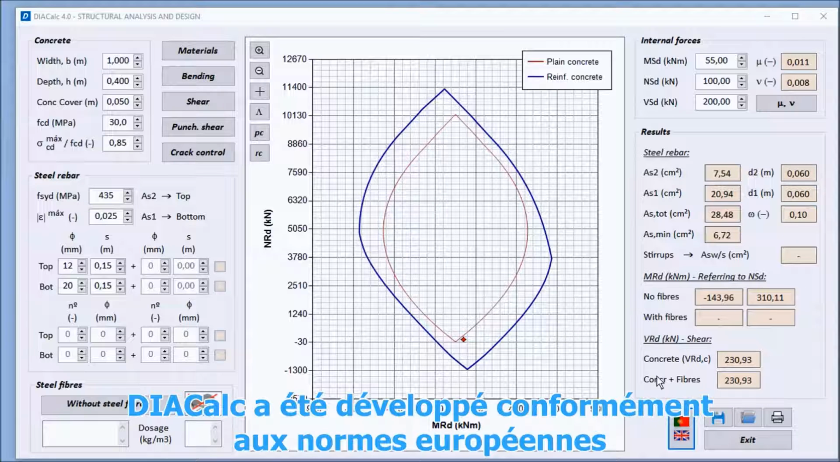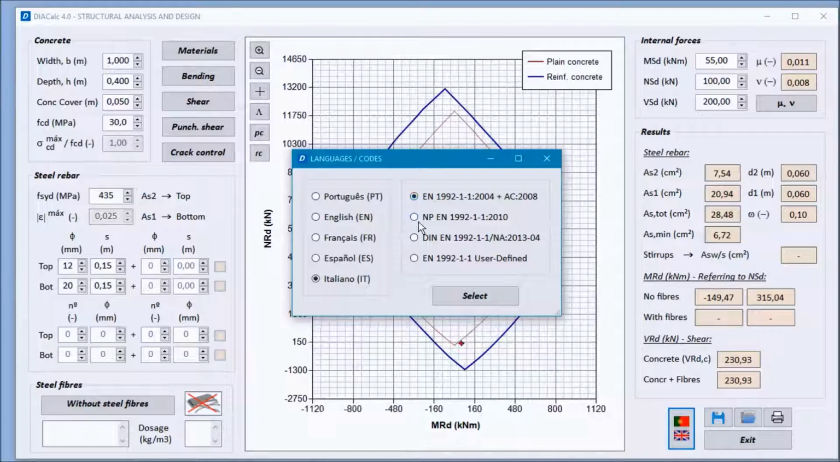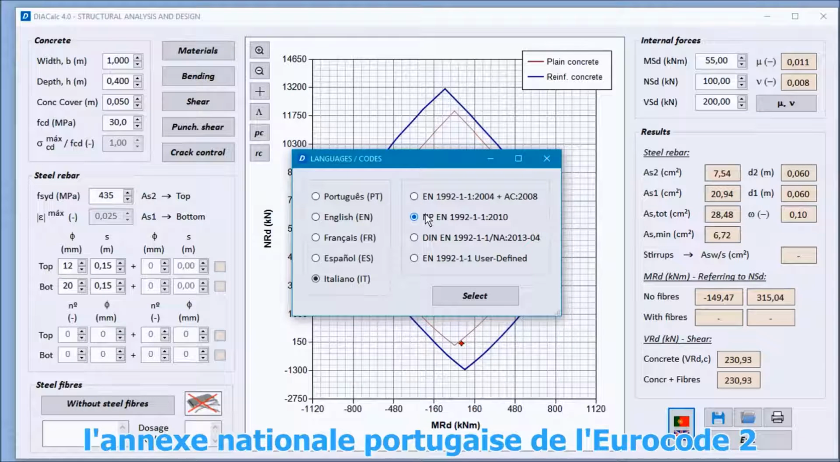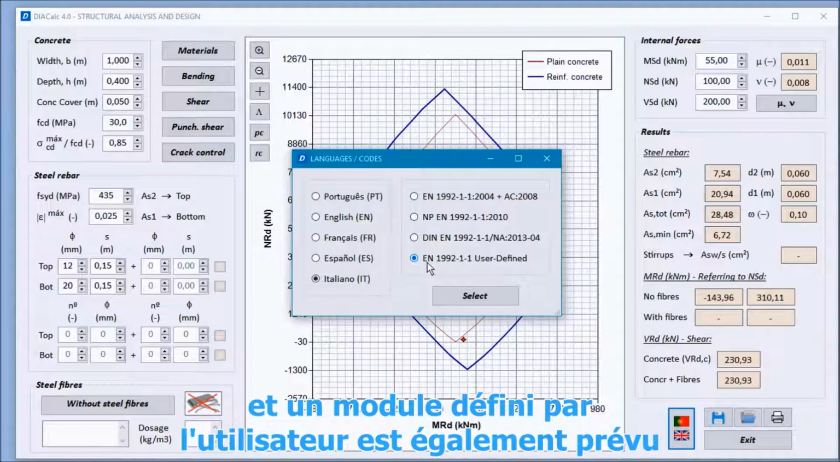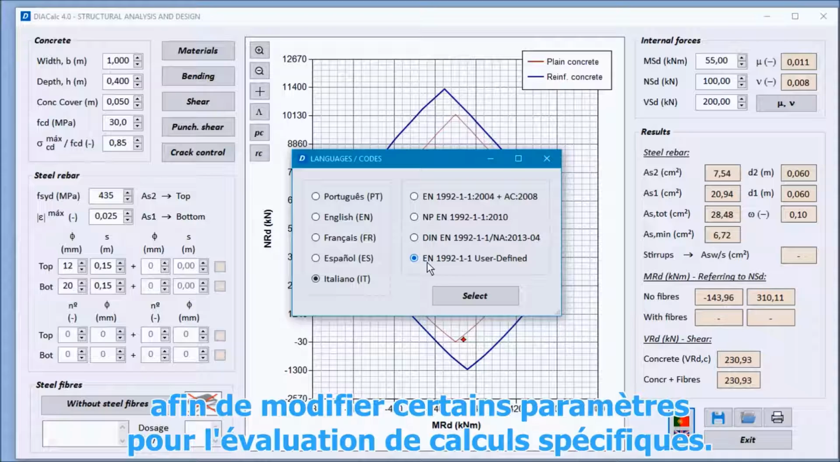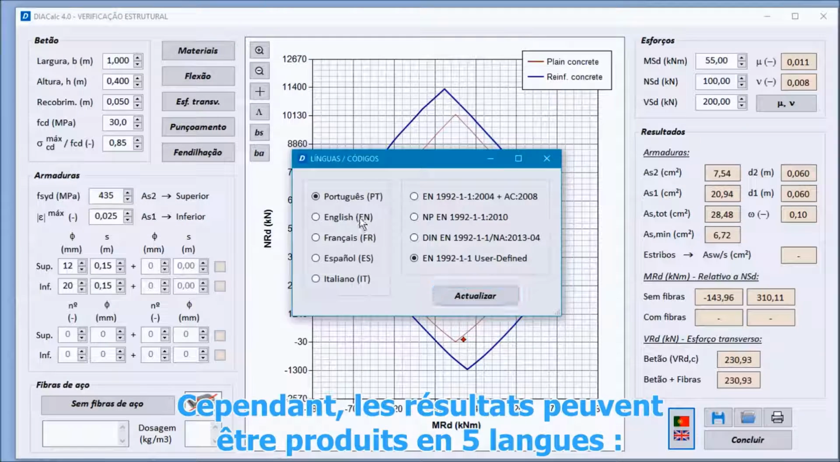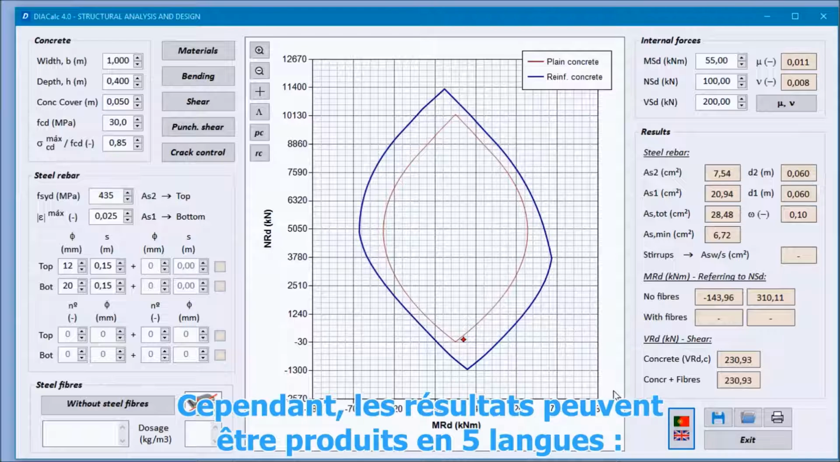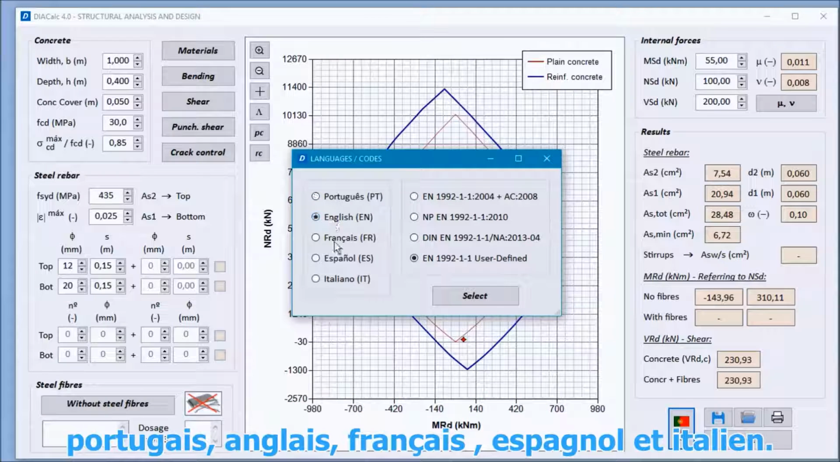DIACalc was developed in accordance with European standards, namely Eurocode 2, the Portuguese National Annex of Eurocode 2, the German National Annex of Eurocode 2, and a user-defined module is also allowed in order to change some parameters for evaluation of specific calculations. DIACalc can be used in Portuguese or in English. However, for output results, 5 languages can be chosen: Portuguese, English, French, Spanish, and Italian.